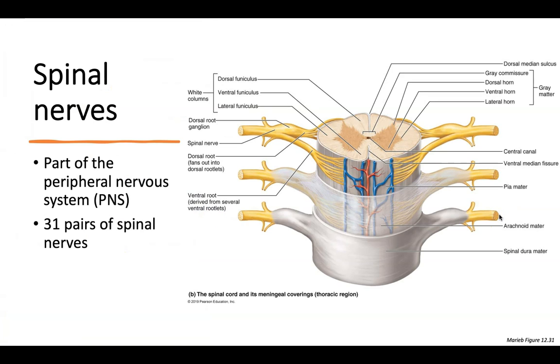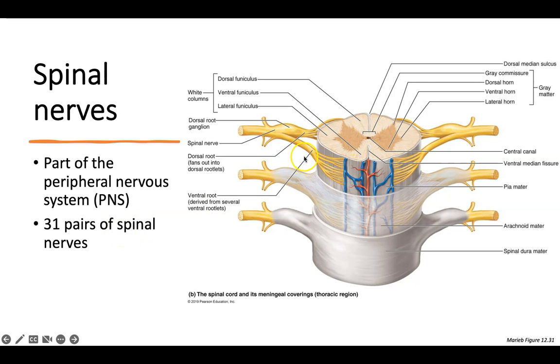An incredibly important feature of the spinal cord is that it is the source, or the meeting point, of the central nervous system with the spinal nerves. So those spinal nerves, just like the cranial nerves, are part of the peripheral nervous system. But instead of meeting the central nervous system at the brain, spinal nerves meet the central nervous system somewhere along the spinal cord. There are actually 31 pairs of spinal nerves. There are a lot of spinal nerves. Remember, there were only 12 cranial nerves, so 31 pairs of spinal nerves.